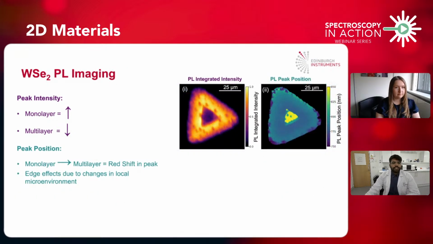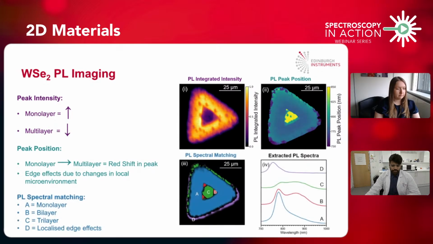So PL imaging actually tells a very similar story to that we see with the Raman imaging. We can see that with intensity, the higher intensity is normally indicative of a monolayer, and the lower intensity is for multilayer. And as I mentioned, similar with the peak position, when we begin to see a redshift in the peak position for PL, this is also indicating that we are getting more to a multi-layered system. We can also perform PL spectral matching like we did with the Raman. With the PL spectral matching, we can actually begin to uncover a bit more of the story.